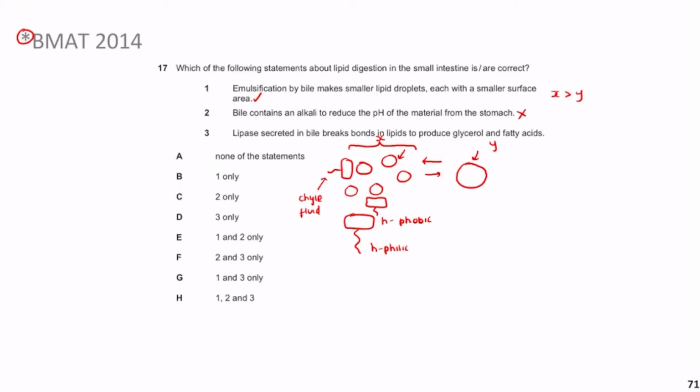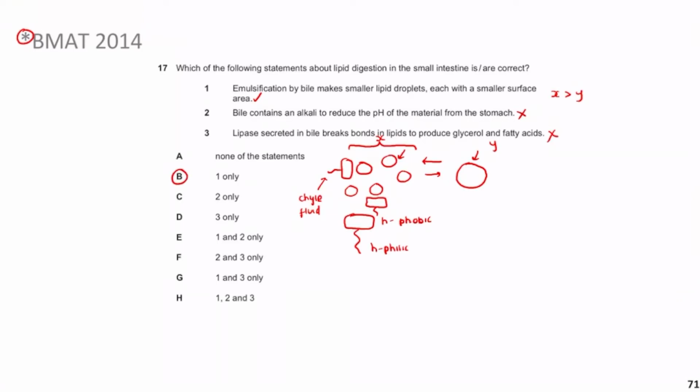And then lastly, lipase secreted in bile breaks bonds in lipids to produce glycerol and fatty acids, right? The last part is true, but the lipase isn't in the bile, it's in the pancreatic secretion, which joins with the bile and enters the small intestine at the same point, but it's not actually from the bile, so this can't be true. So hopefully, guys, you can appreciate that the answer would be A in this case.